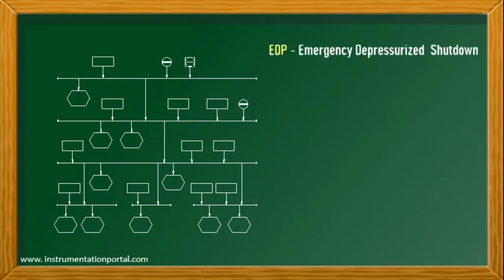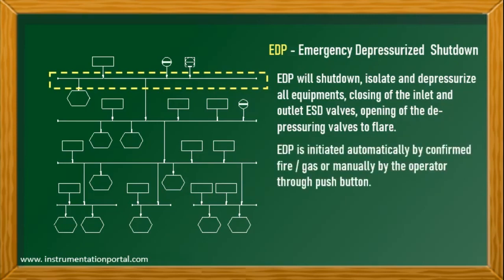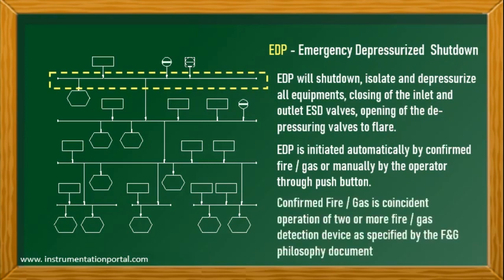The highest level is EDP or emergency depressurize. EDP will shut down, isolate, and depressurize all equipment, and open the depressurizing valve, usually named BDV, or blowdown valve, to flare. EDP is initiated automatically if there is a detection of fire or gas leak in the facilities. This can be triggered by confirmed fire or gas, which is a coincident detection of two or more fire or gas detectors.